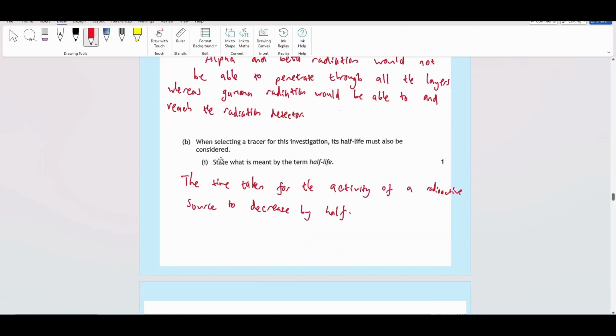So for B part 1, we have to state what is meant by the term half-life, and I've written the time taken for the activity of a radioactive source to decrease by half.